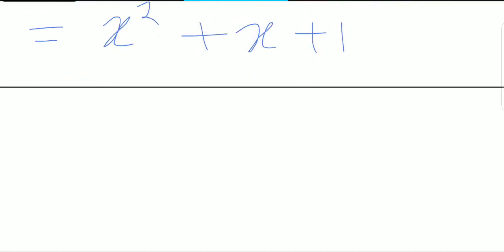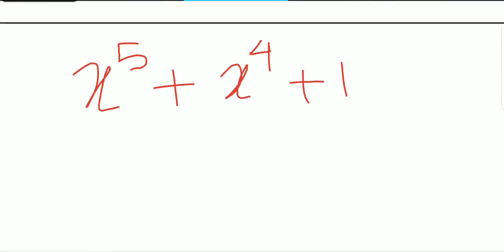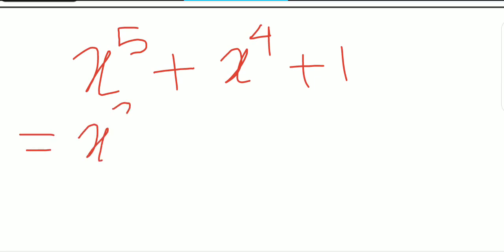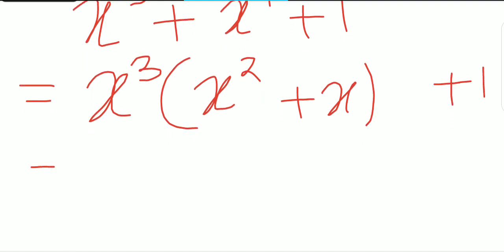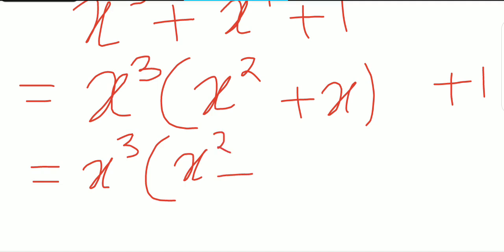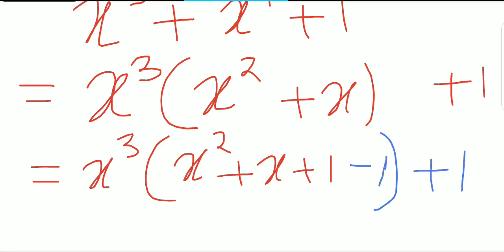So let's write the given expression once again. x to the power 5 plus x to the power 4 plus 1. We take x cube common from x to the power 5 plus x to the power 4, and we are left out with x squared plus x plus 1. Now as we have seen just now that x squared plus x plus 1 is a factor, so let's add 1 and subtract 1. We add 1 and then we subtract 1, plus 1 as it is.